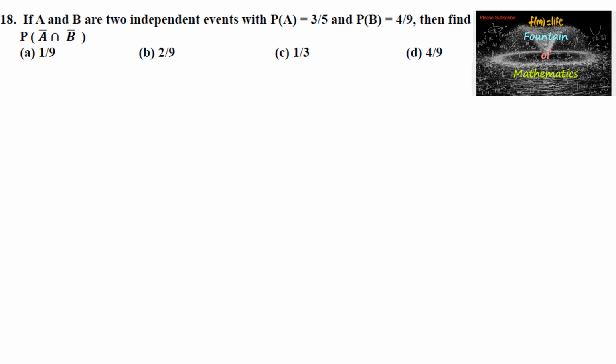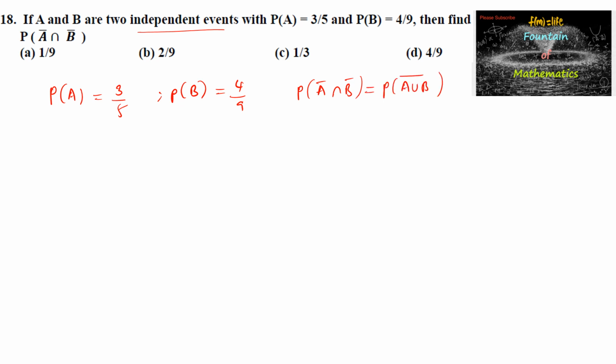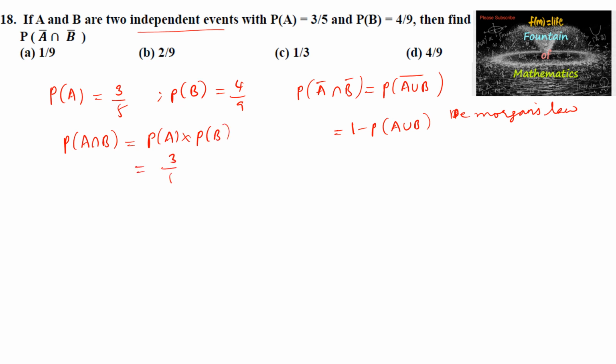If A and B are two independent events with P of A equal to 3 by 5 and P of B equal to 4 by 9, then find P of A bar intersection B bar, which can also be written as P of A union B whole bar by De Morgan's law, which is 1 minus P of A union B. Since A and B are two independent events, P of A intersection B is equal to P of A into P of B, which is 3 upon 5 into 4 upon 9, which is 12 divided by 45, or 4 by 15. So P of A intersection B is 4 by 15.